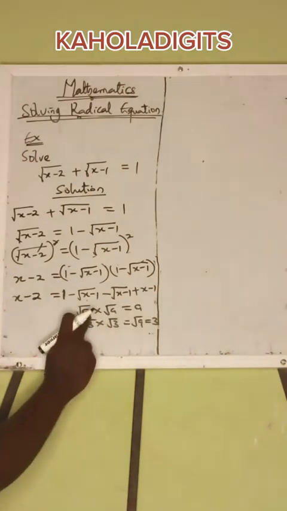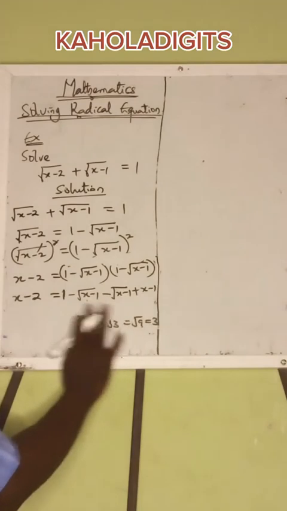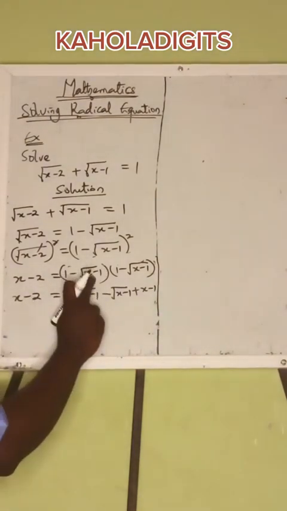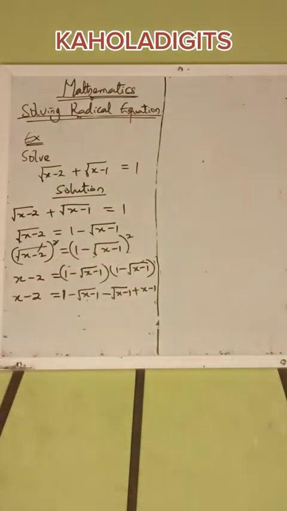Square root of a multiplied by square root of a must give us a. So similarly, if you apply that to this, root of x minus 1 multiplied by root of x minus 1 must give us x minus 1.